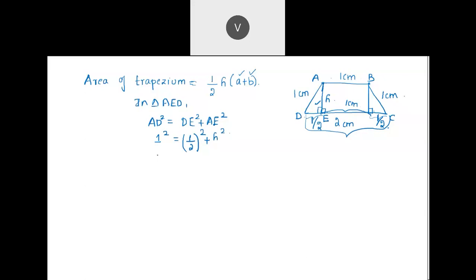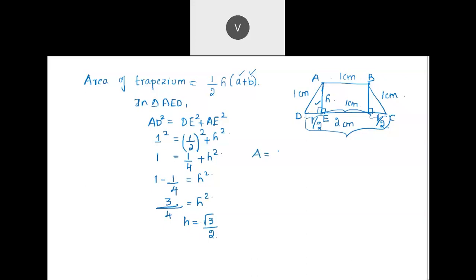So H square. 1 square is 1. And what is 1 by 2 the whole square? 1 by 4. 1 by 4 plus H square. Move this 1 by 4 to the left hand side. So 1 minus 1 by 4, the LCM is 4. 4 minus 1 is 3. 3 by 4 is equal to H square. What is the H value? Root 3 by 4, and applying square root to both numerator and denominator, we get root 3 by 2. So this is the height of the trapezium.